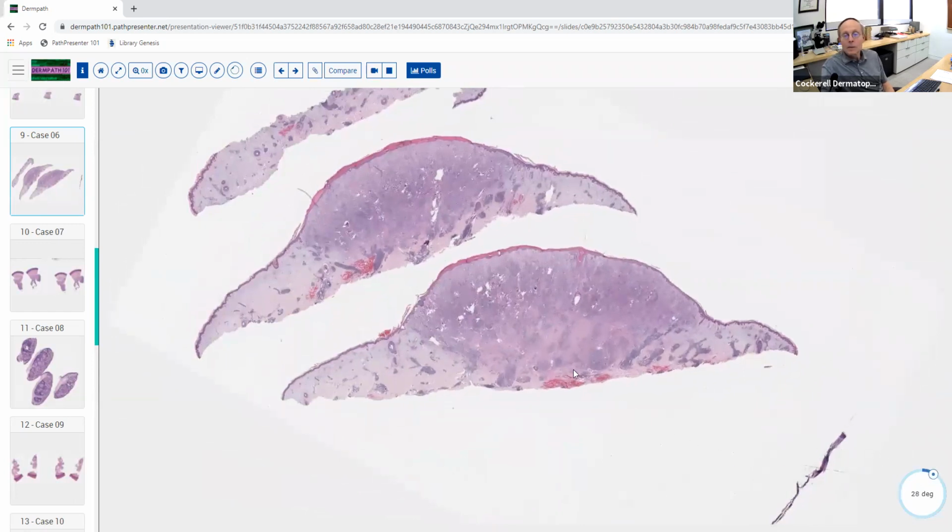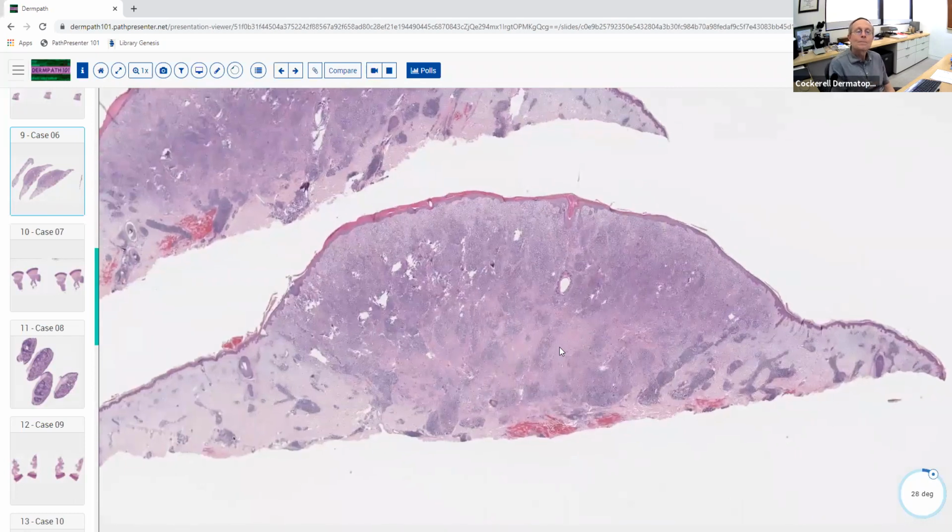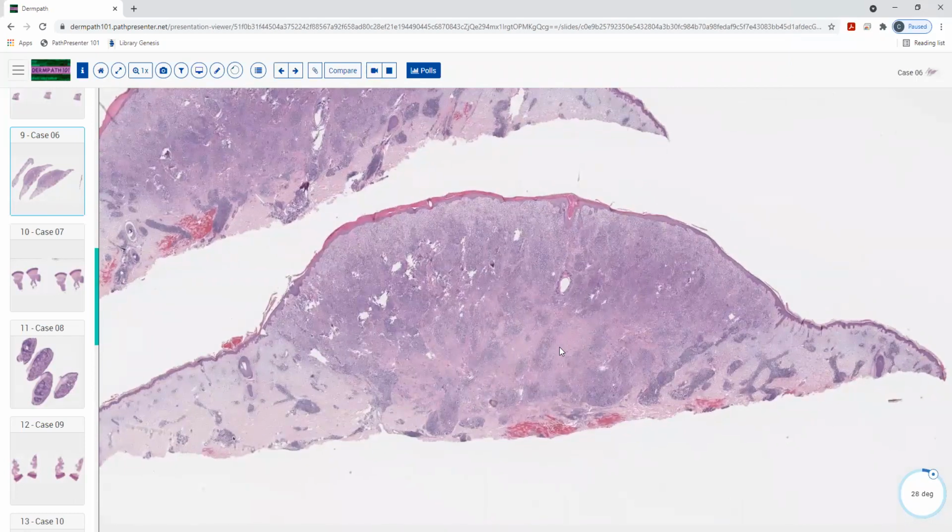Okay, who wants to give this one a go? I'll take this one. This is Jennifer. So we have a pretty broad shave, what looks like a solitary lesion.